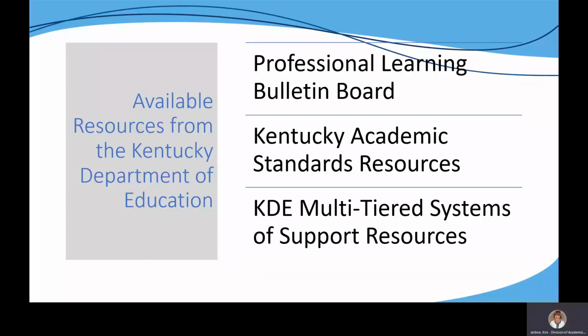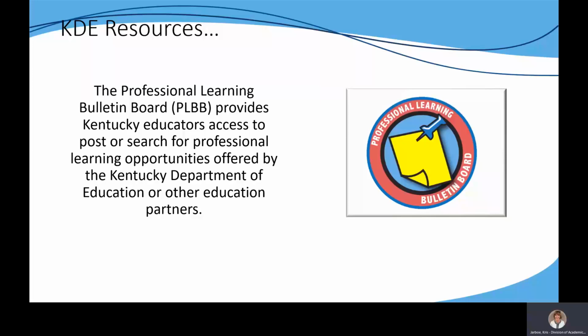The last part of the webinar is going to focus on resources that are currently available from the Kentucky Department of Education. I'd like to start by looking at the Professional Learning Bulletin Board. If you are not already aware of this resource, it is a platform that allows educators in Kentucky to either post or look for professional learning opportunities that may be offered by the department or other educational partners. That includes national organizations, our regional co-ops, the KEA, and so forth.